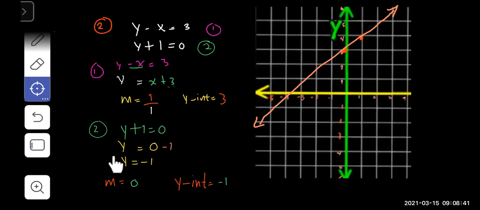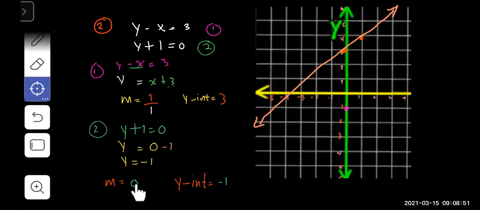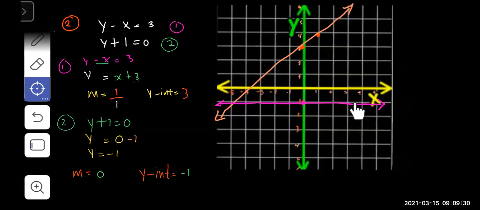Okay, let's do that. My y-intercept for the second one is negative 1. It's right here, negative 1. And what is my slope? I need to move according to the slope. The slope is 0, so I don't have to move. That means it is going to be a horizontal line that passes through negative 1 on y. Let's make it. And I just made it. This is the line, guys.